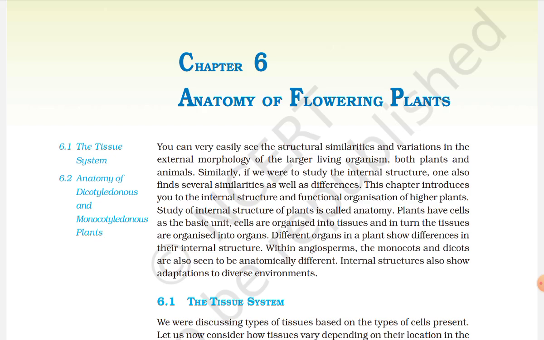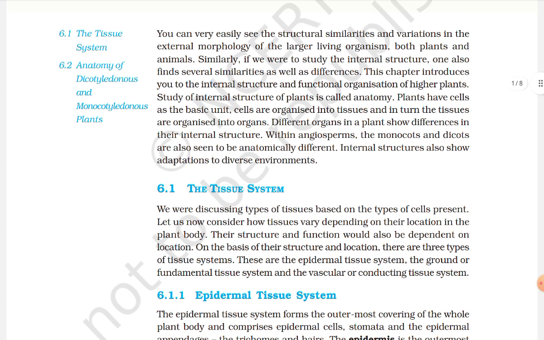The study of internal structure of plants is called anatomy. Plants have cells as the basic unit. Cells are organized into tissues and in turn the tissues are organized into organs. Different organs in a plant show differences in their internal structure. Within angiosperms, the monocots and dicots are also seen to be anatomically different. Internal structures also show adaptation to diverse environments.